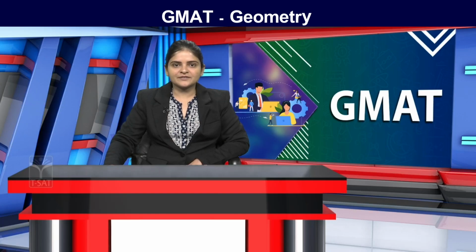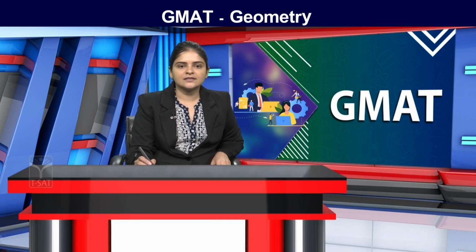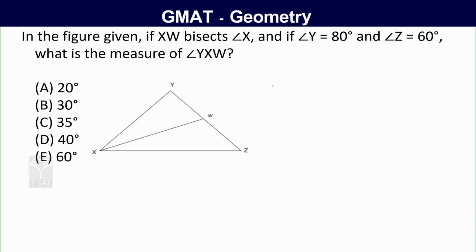Let's move to the next question. In the figure given, if XW bisects angle X and if Y is equal to 80 degrees, Z is equal to 60 degrees, what is the measure of angle YXW? Okay, so we are given that this angle Y is 80 degrees and this angle Z is 60 degrees. Now they're asking us to find out YXW, that is this. What is this angle? If we say that this angle is x degrees, what will this angle be?